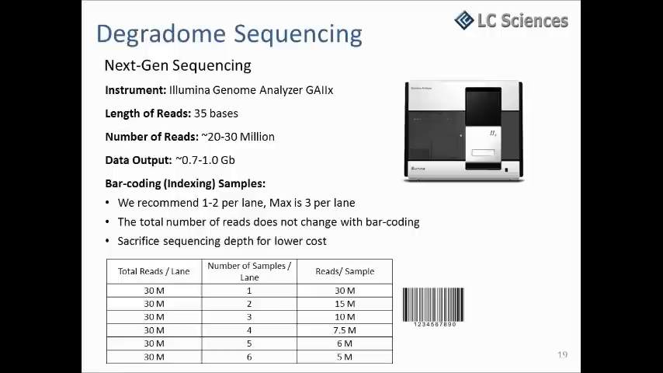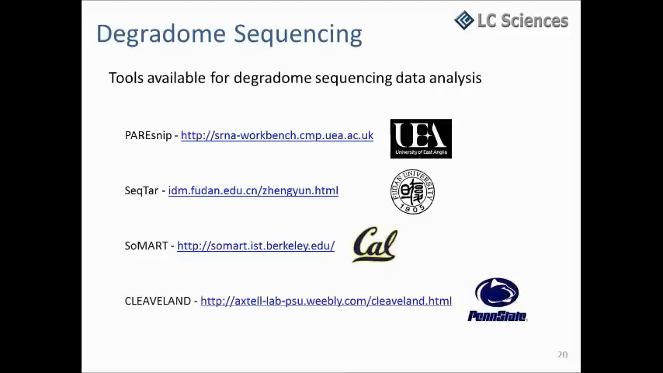So we need about 10 million reads to cover the degradome to identify the messenger RNA target. And we know that the reads from the sequencing lane will be fixed. They will not change. So the more sample multiplexing you have, the fewer reads per sample you get.